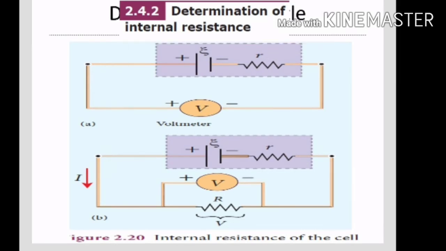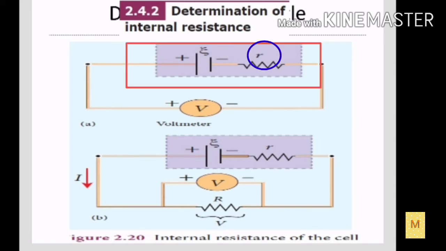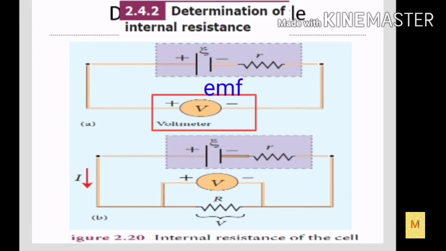We know that a real battery is made of electrodes and electrolyte. There is a resistance to the flow of charges within the battery, and this resistance is called internal resistance and is represented by the letter small r. The EMF of the cell is measured by connecting a high resistance voltmeter across it without connecting the external resistance R. This circuit may be considered as open. The voltmeter reading gives the EMF of the cell.